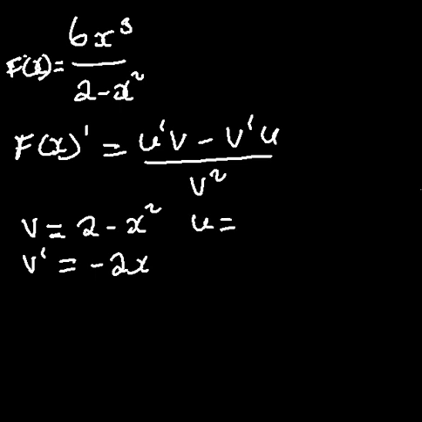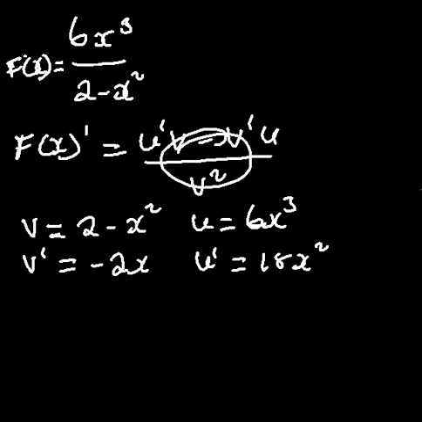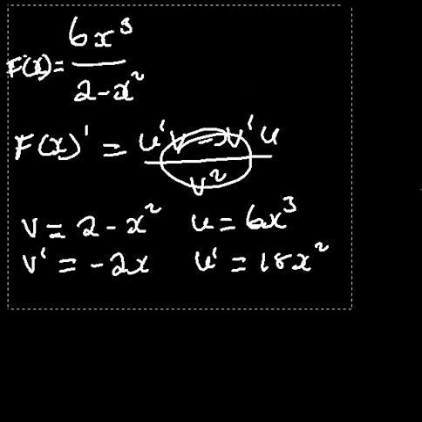So the numerator has to be given as u, that will be given as 6x to the power 3, and the u prime will be given as 18x to the power 2. Then we'll substitute into the formula for the quotient law. So keep that in mind. That is how we differentiate that.